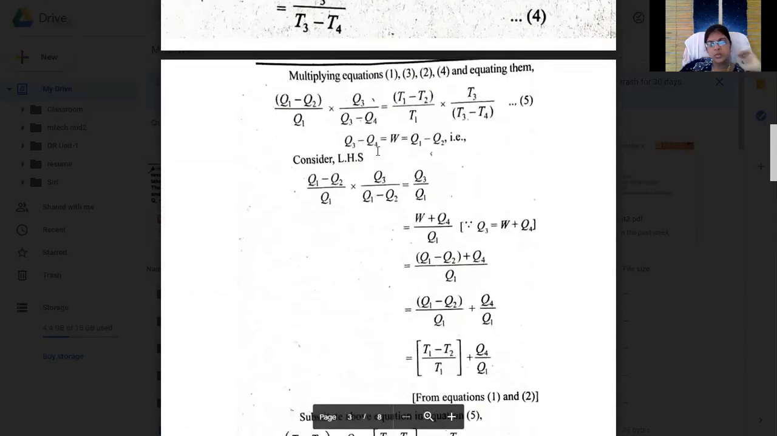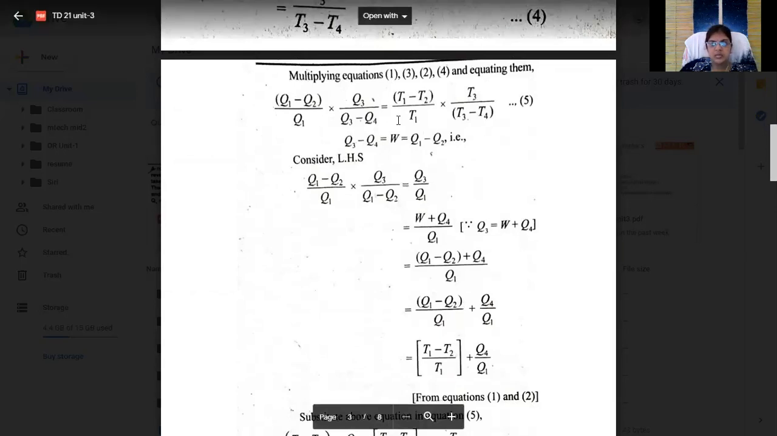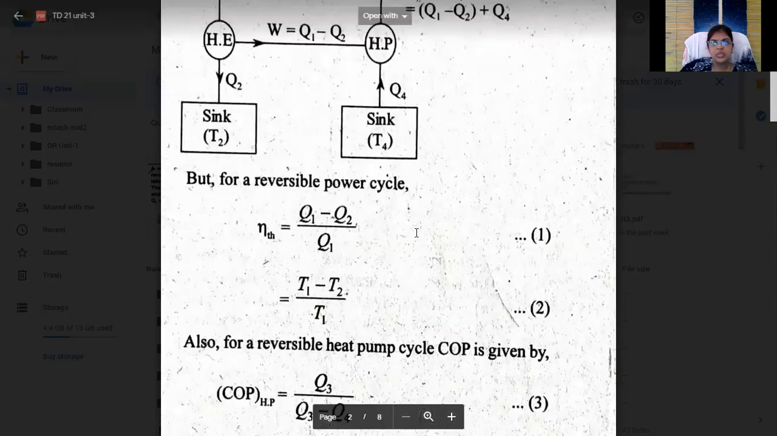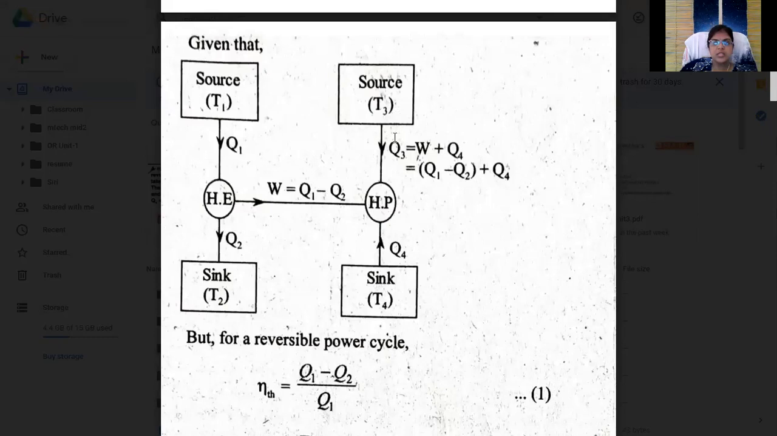Taking them separately, Q3 minus Q4 is equal to Q1 minus Q2, which is W. First of all we will consider the LHS, and this is the RHS. Our LHS is Q1 minus Q2 by Q1 into Q3 by Q3 minus Q4, but we replace Q3 minus Q4 with Q1 minus Q2, and finally we get the LHS as Q3 by Q1. So how can we write Q3? Already we mentioned Q3 in the above problem.